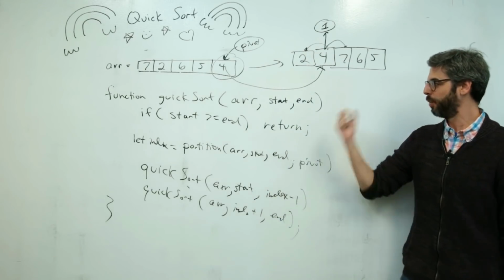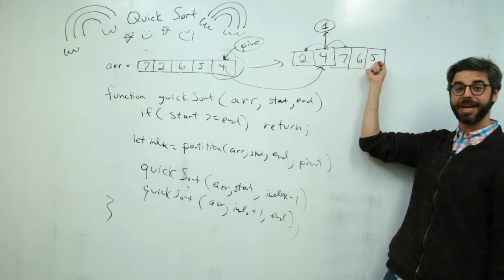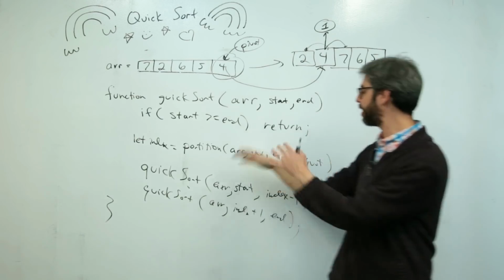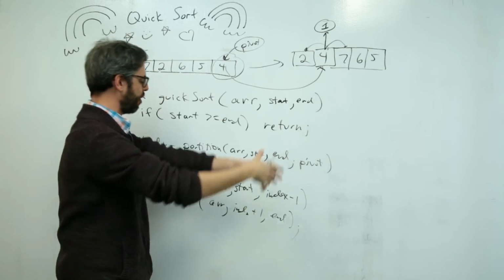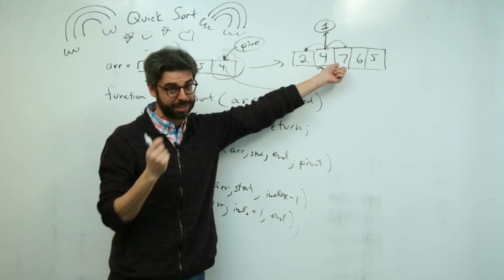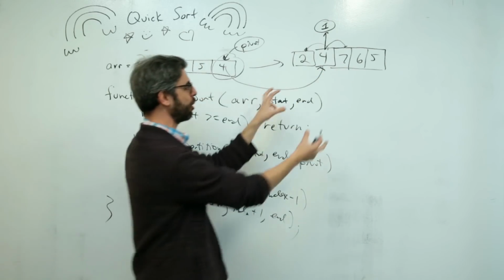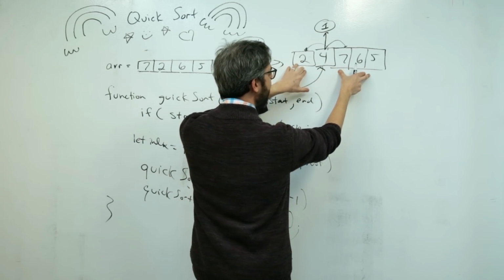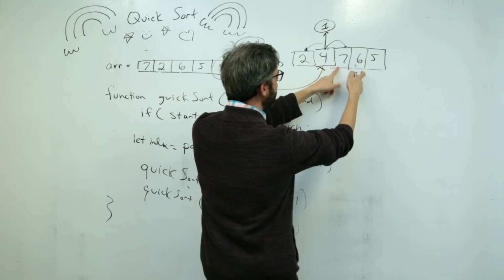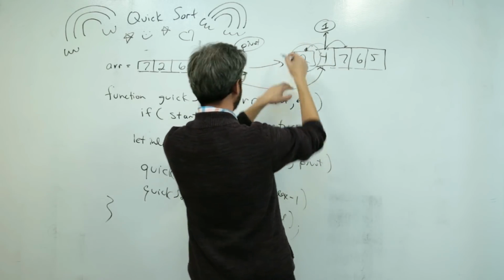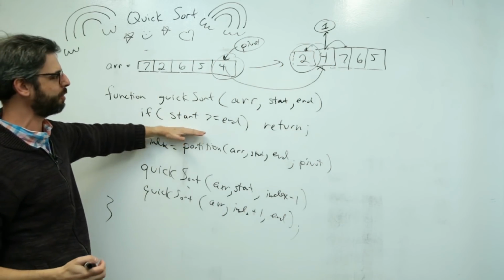We start with the array, we pick an arbitrary pivot, we put everything on one side or the other, and then we figure out where that pivot ended up, and then we just quicksort both sides. So this is done because it only has one element left. So start and end are the same, so it will return.